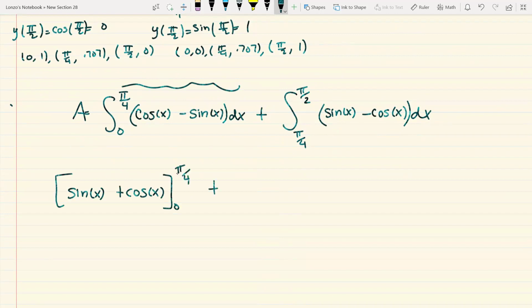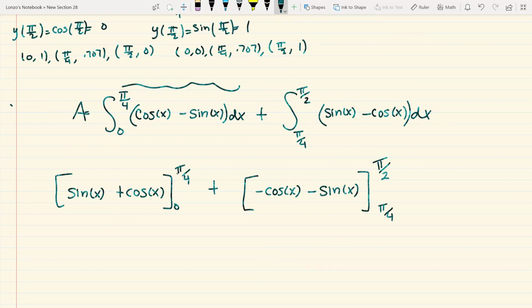And then let's take the integration here. What's the integration of sine of x? It is negative cosine of x. And then what's the integration of negative cosine of x? Is negative sine of x. From pi fourths to pi halves. Okay.